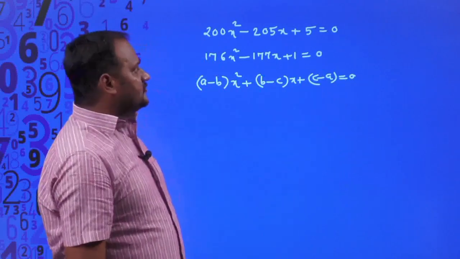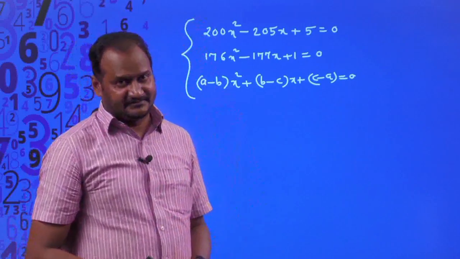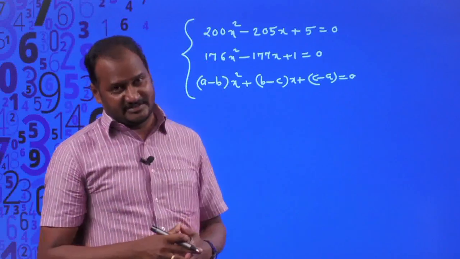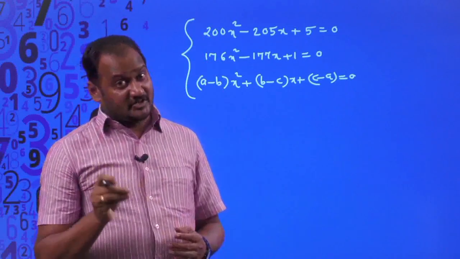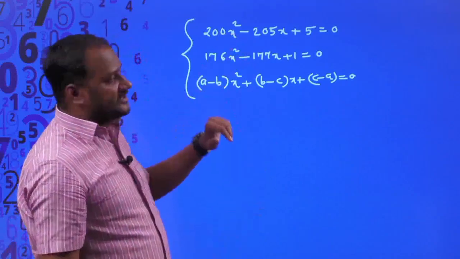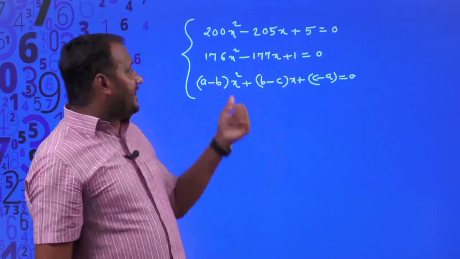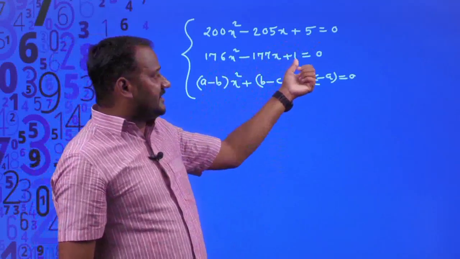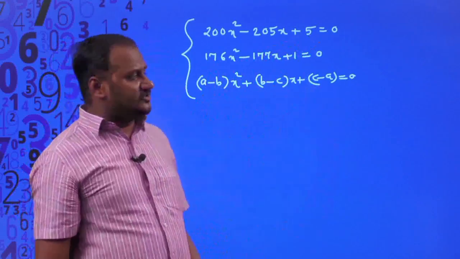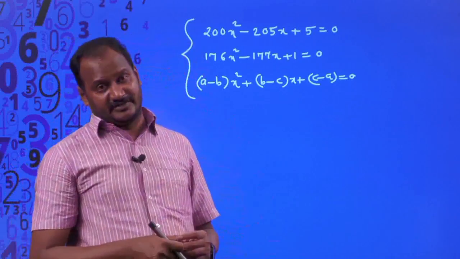See, if you observe, these three quadratic equations belong to the same category. Will you be able to identify one similarity between these three quadratic equations with respect to the coefficients of various terms of x? Here the coefficient of x square is 200, coefficient of x is negative 205 and constant is 5. And here 176, negative 177 and 1. And this is (a minus b) into x square, (b minus c) into x and (c minus a). So these are three different quadratic equations, but there is a similarity between all three.